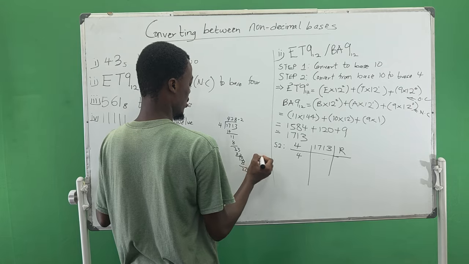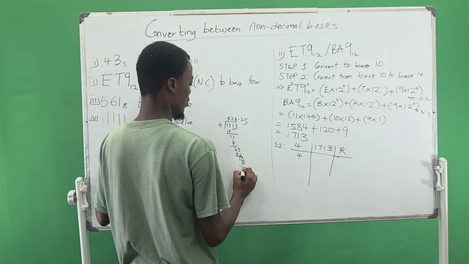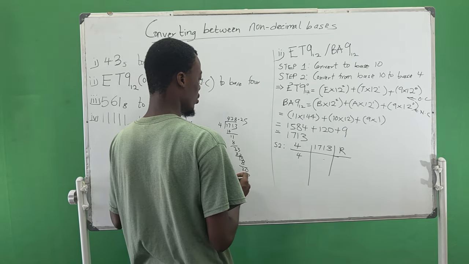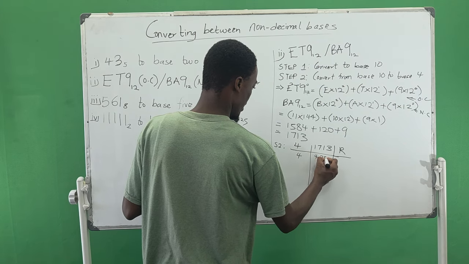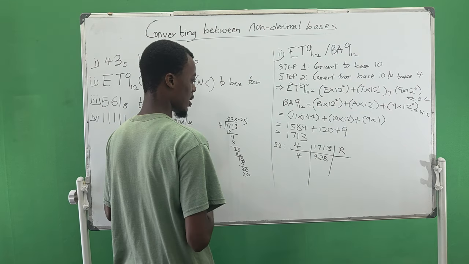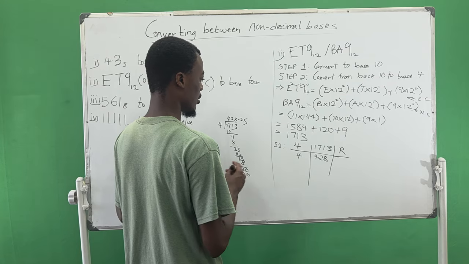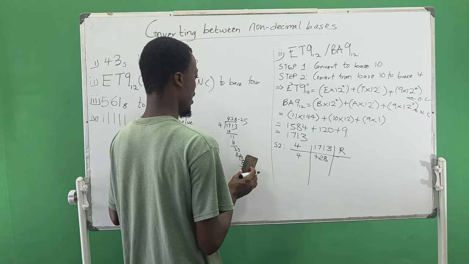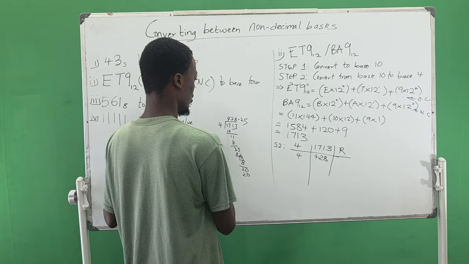So 2 and what? 0. Finally 4 times 5 is 20. So 4 times what? 428 will give you 1713. Okay. So 1713. Remainder what?